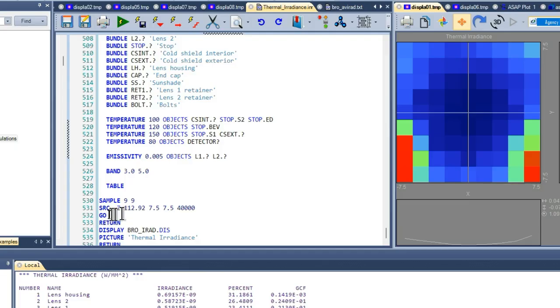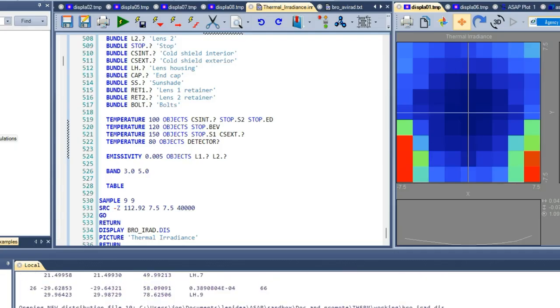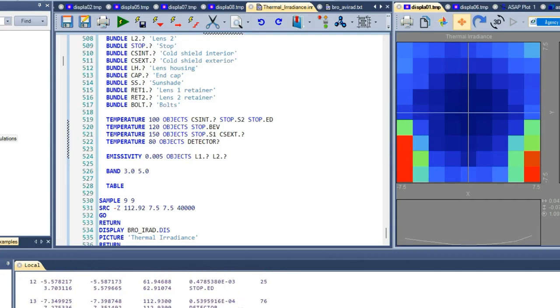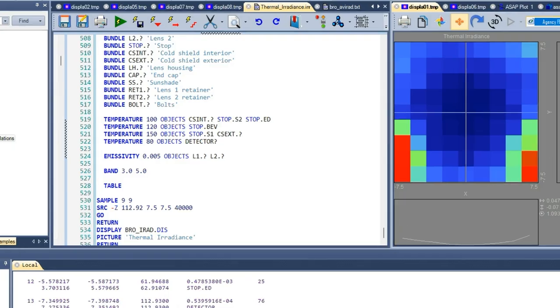determining the thermal irradiance. And finally, the go command tells the therm mode to actually start doing the calculation. And what happens at that point is that it cycles through and traces from each zone on the detector and looks at the energy that is passing every object and tracks that in such a way that it can extract the thermal irradiance and the geometric configuration factor.